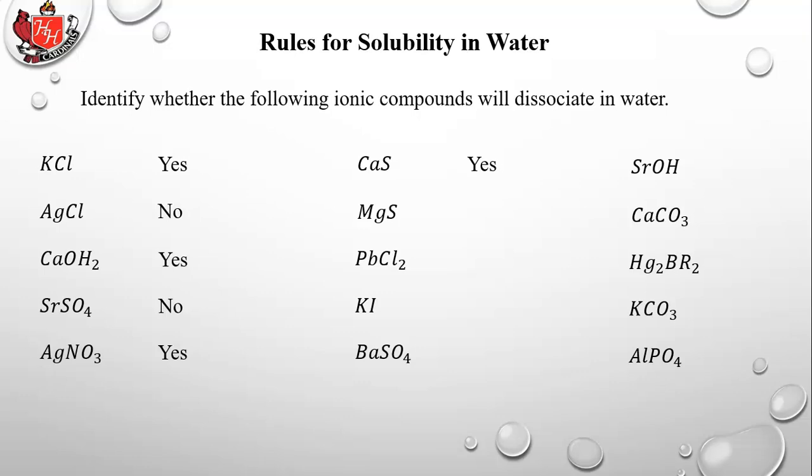How about magnesium sulfide? No, sulfide will not dissolve with anything except a few elements, and magnesium is not one of those. How about lead chloride? No, chloride dissolves with anything except three elements, and one of those is lead. How about potassium iodide? Yes, potassium, K, dissolves with anything. No exceptions. And finally, how about barium sulfate? No, sulfate, SO4, will dissolve with anything except five elements listed on your table, and barium is one of those that it will not dissolve with, so no, that will not dissolve.